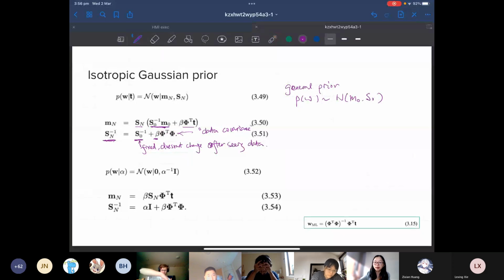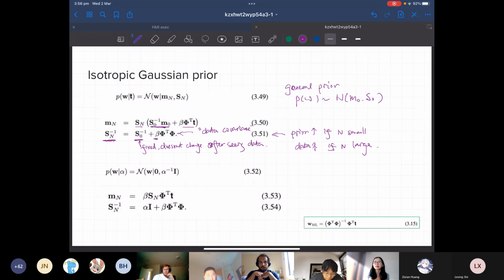So the intuition of S_N is that the prior is more important if N is small, the number of data points is small, and the data is more important if N is large. This is, I think, a principled way of trading off the information we have from data versus the knowledge we assume we have.